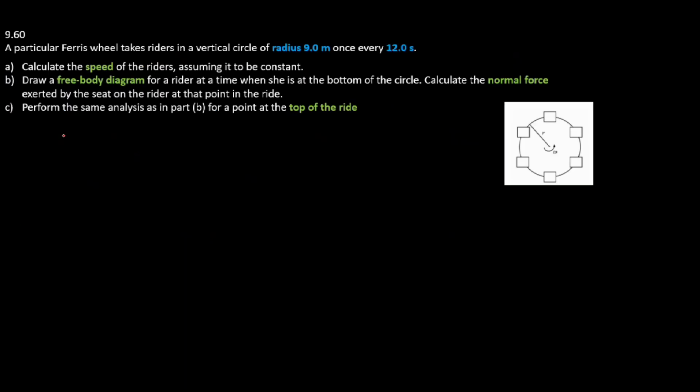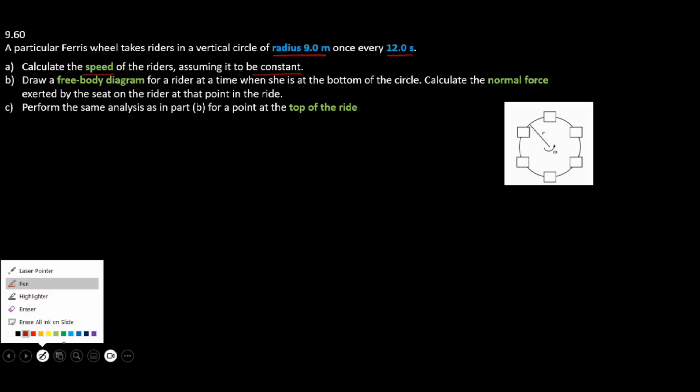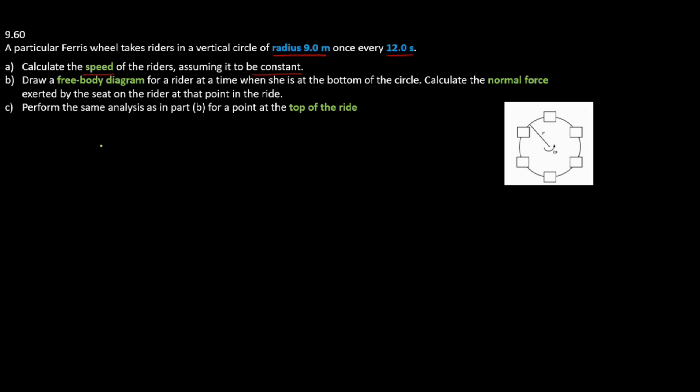Question 9.60. A particular Ferris wheel takes riders in a vertical circle of radius 9 meters once every 12.0 seconds. In part A of the question, we have to calculate the speed of the riders, assuming it to be constant. So let us first write down what the question has given us and then try to solve part A.